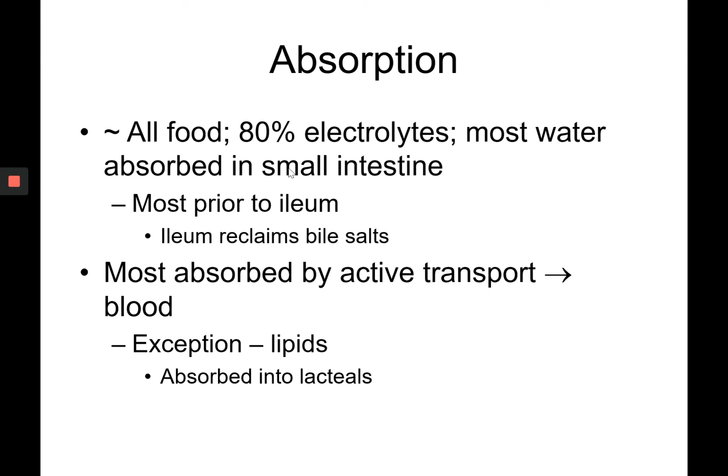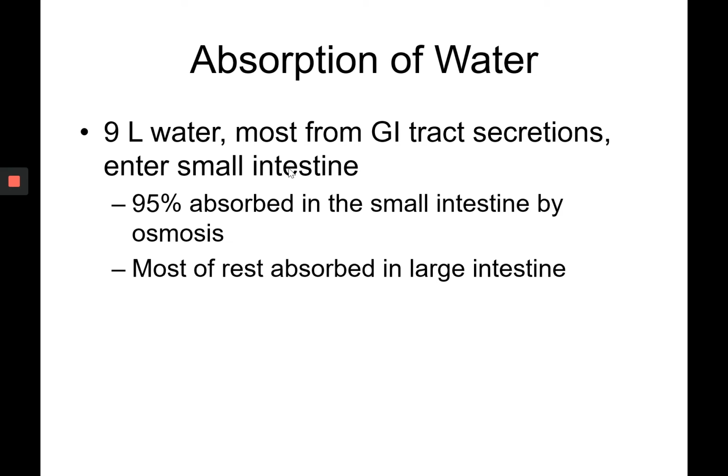Absorption is another process of digestion, and all food and 80% of electrolytes and most water, so pretty much everything, is absorbed in the small intestine. Most of it is absorbed before the food even gets to the ileum, which is the last part of the small intestine. But the ileum does reclaim bile salts, so they can be recycled and used again for emulsification. Most of the substances absorbed in the small intestine are absorbed via active transport, meaning the use of ATP is required, and they're absorbed into the blood. An exception is lipids, which are absorbed into lacteals instead of blood capillaries. There is some water absorbed in the large intestine, but most of that water is going to be absorbed in the small intestine.